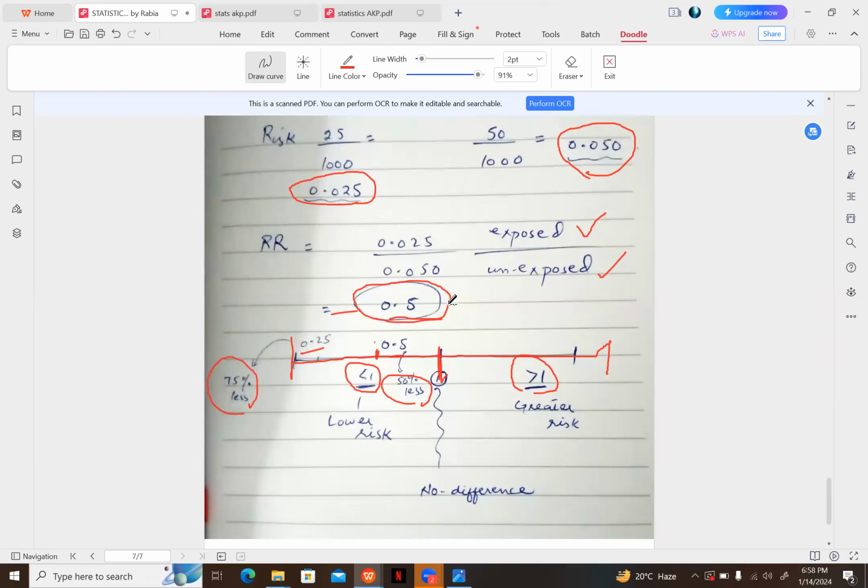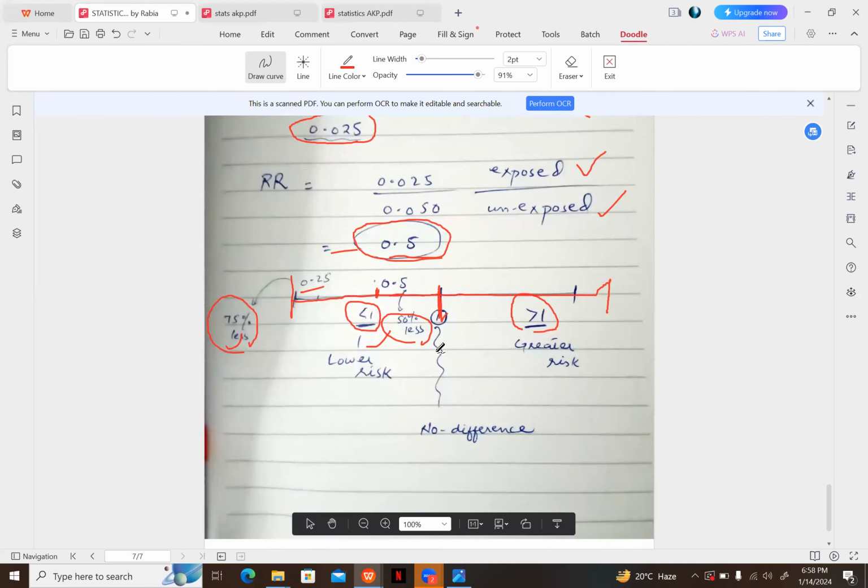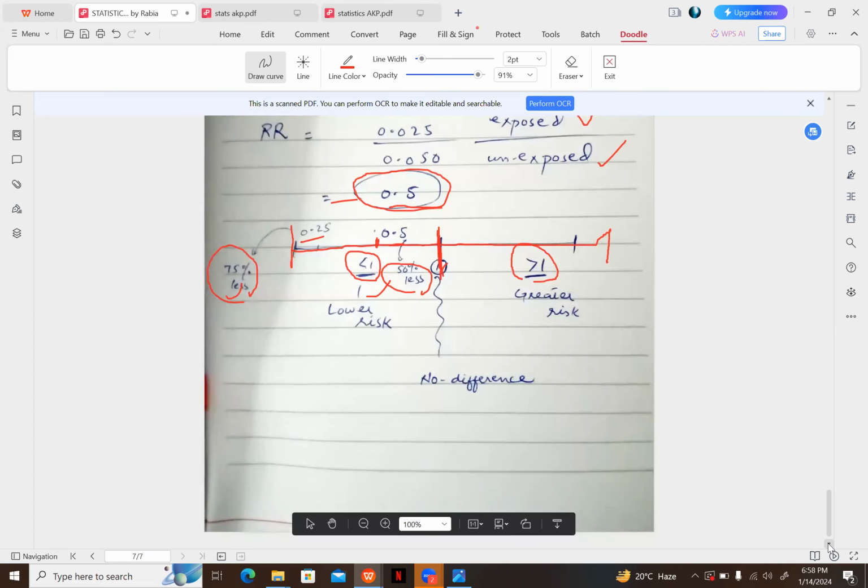So it not only tells you that a relationship exists between this parameter and the disease, but also tells you how much, like 0.5, 0.25, whatever percentage it comes to, according to that you can say that it is this much percent less, or 50% less. Okay, so this is a very important piece of information which the RR is going to give you in your exam. 1 means no difference. All right, now I will be showing you some slides.